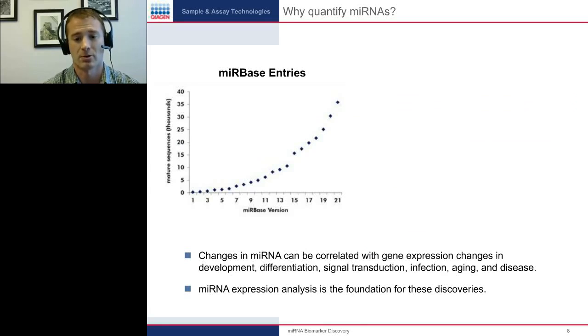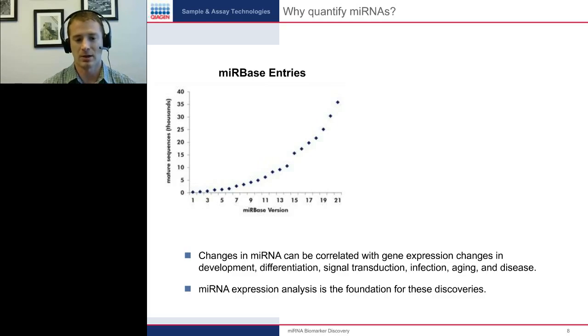Why should you quantify microRNAs? If you exclusively look at the number of annotated microRNAs in miRBase, this reflects the interest in the field. You have the initial entries as of miRBase version 1, and as of miRBase version 21, as I mentioned already, as of June 2014, there are more than 35,000 annotated mature microRNAs.